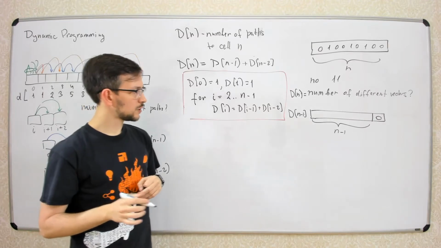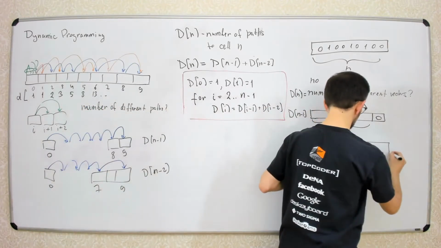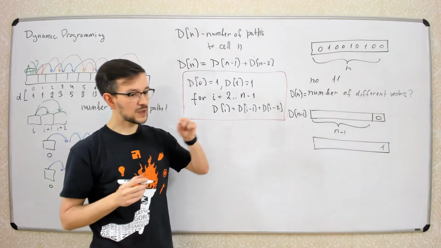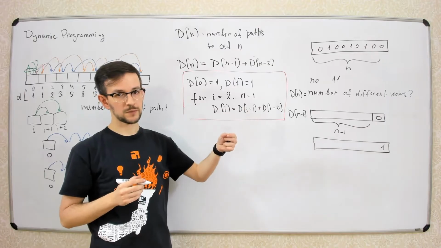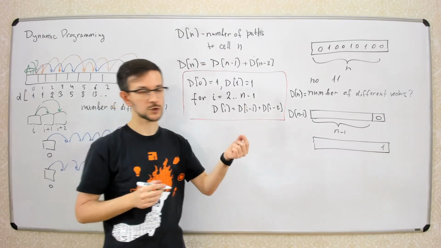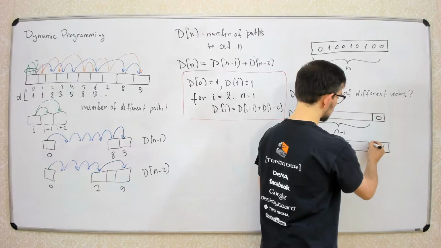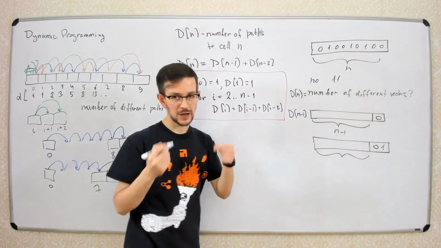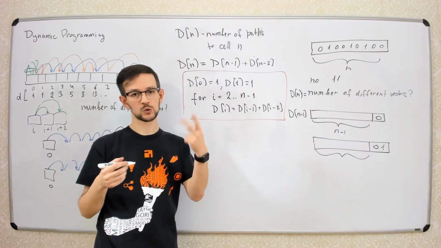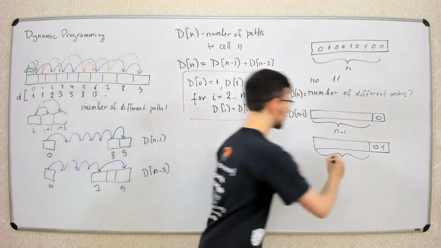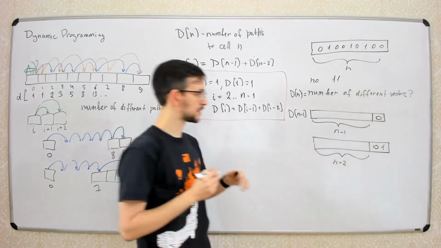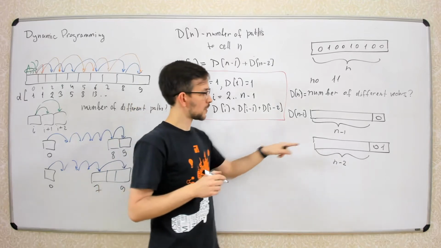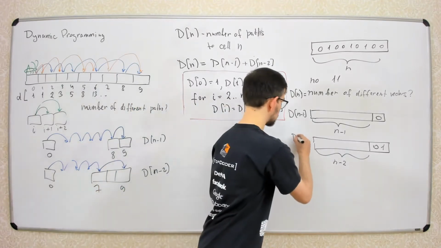And if the last element is 1, then the previous element should be 0, because we cannot put two ones next to each other. So this element is 1, this element is 0. And the remaining elements may have any combination of ones and zeros without two ones next to each other. So here we have n minus 2 elements, and we can put any valid combination of ones and zeros. So the number of combinations like this is d of n-2.